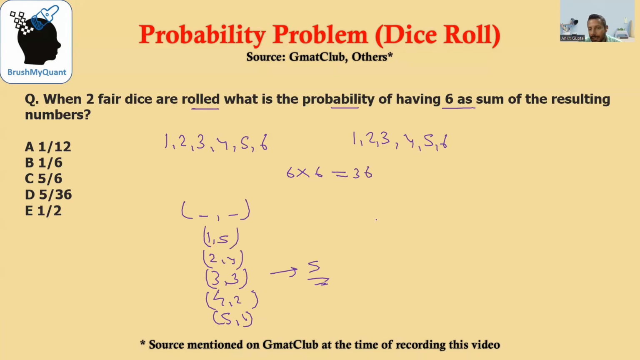So probability of getting a sum of 6 when rolling two dice will be equal to 5 divided by total number of cases, which is 36. So the answer will be option number D.